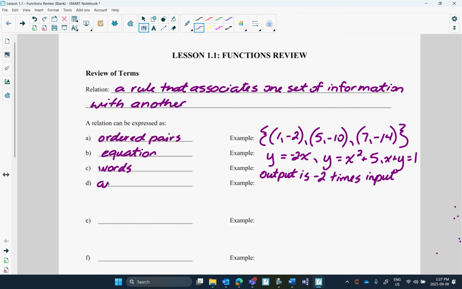We haven't seen this for a couple of years, something called an arrow diagram. Where you put all the X's, all the first pieces of information into one oval. And you put all the second pieces of information into a second oval. And you use arrows to connect the pairs that go together. So it would look like this. Okay.